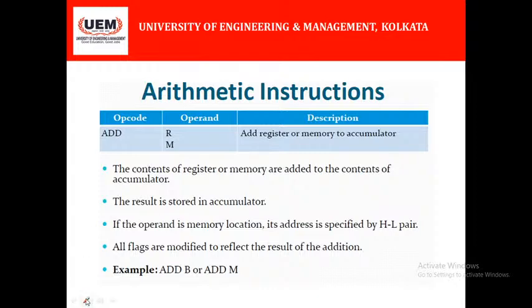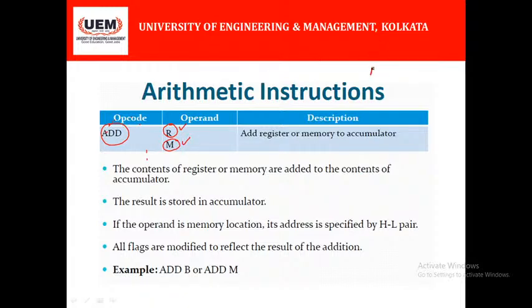We start with the ADD instruction. Let us explain the ADD instruction. It is the first arithmetic instruction that we have. In the ADD instruction, ADD is the mnemonic or opcode. In the operand position, we can write either a register or a memory location. Register is represented by R, memory location is represented by M.